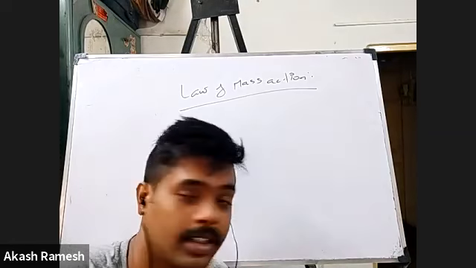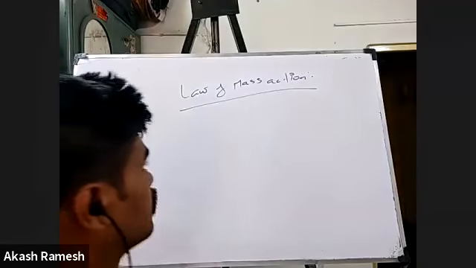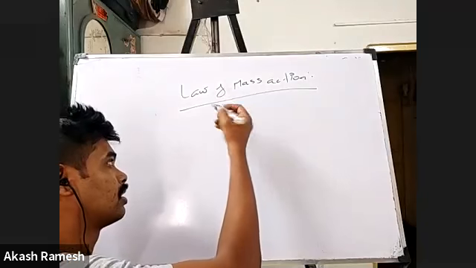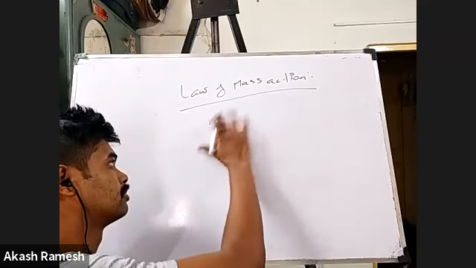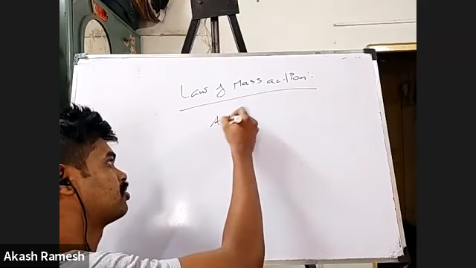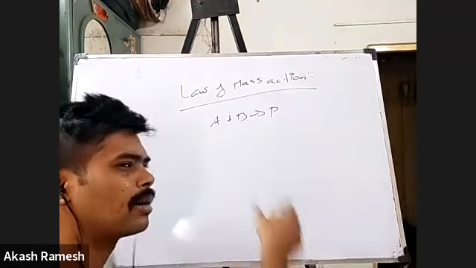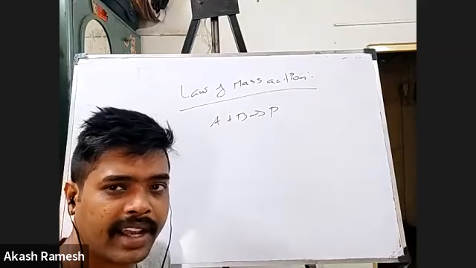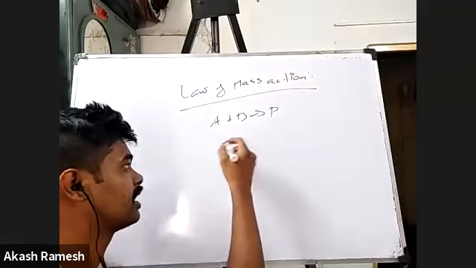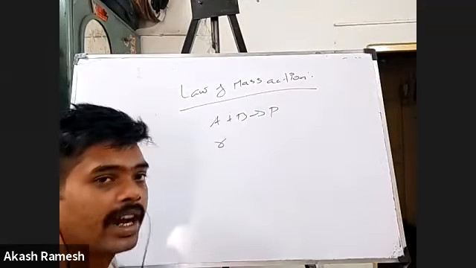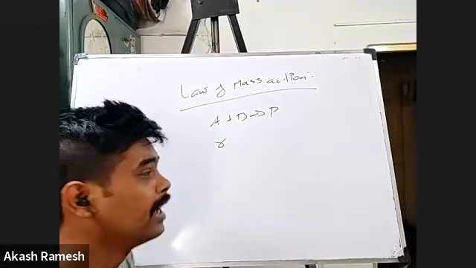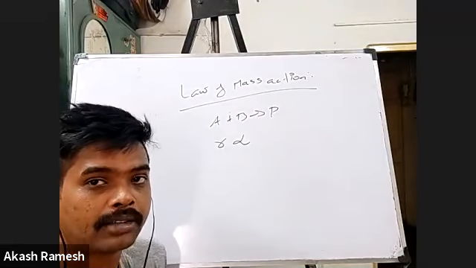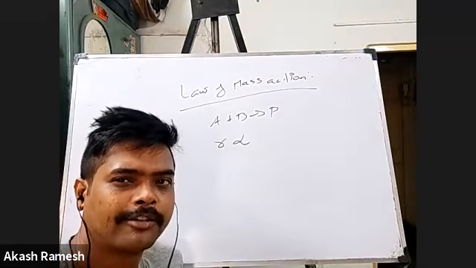Okay, so we'll see what this is. What the law says is, say if I have a reaction like A plus B giving products, some general reaction which I don't know exactly. The rate of this particular reaction, R, is directly proportional to the product of active masses. So first you have to understand what these active masses are.